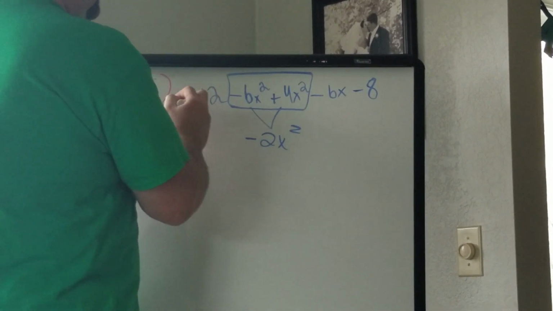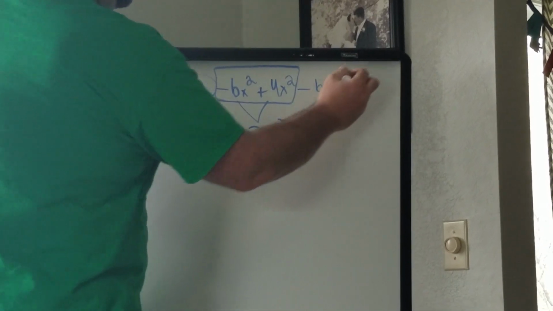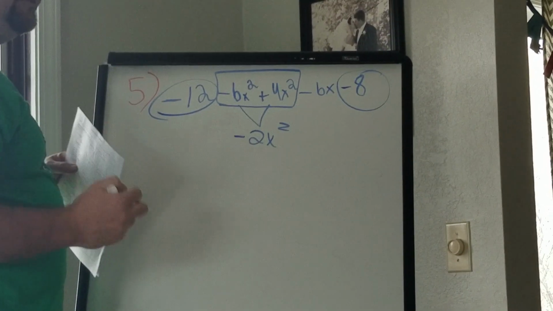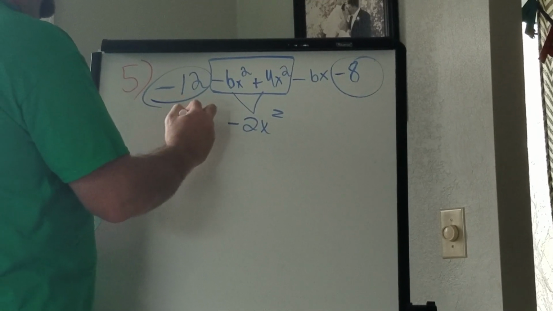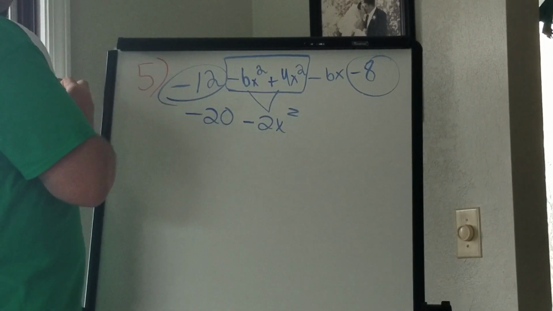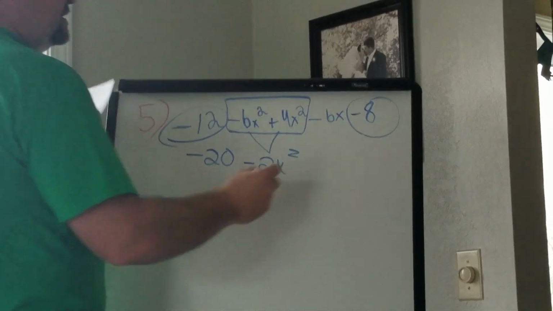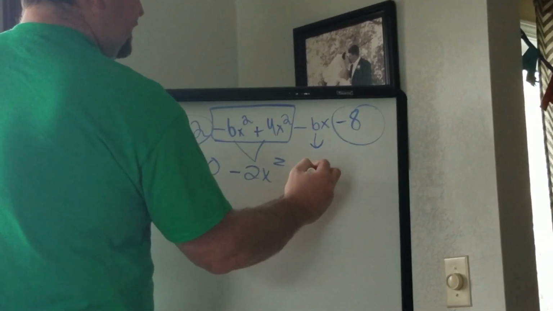Then if you need to, you can also do your -12 and your -8. If you combine those like terms, -12, -8, that'll give you a -20. And last but not least, you have your -6x, you can just drop down.